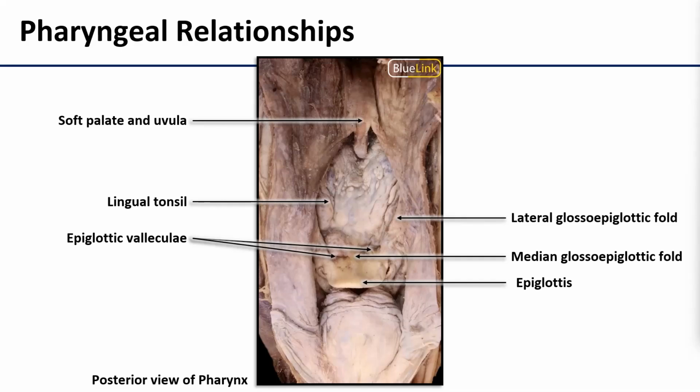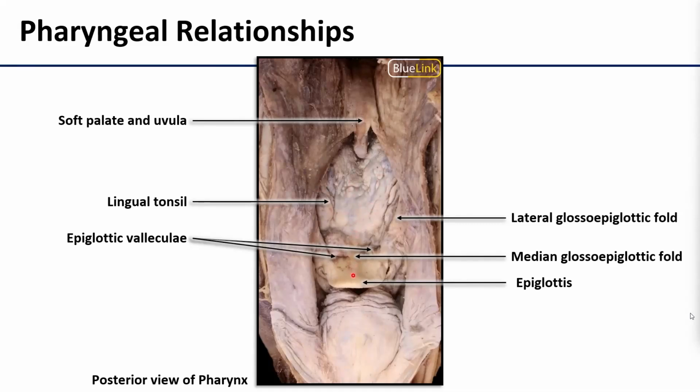We tend to think of the tongue as being a structure of the oral cavity, but because that root portion sits in the oropharynx, it's also important to take note of its relationship with pharyngeal structures as well. So to orient you a little bit here, what we're looking at in this image is a posterior view of the pharynx. So this has been opened up from the backside and we're looking in. So here is the soft palate and the uvula. Here is the root of the tongue and the lingual tonsil.